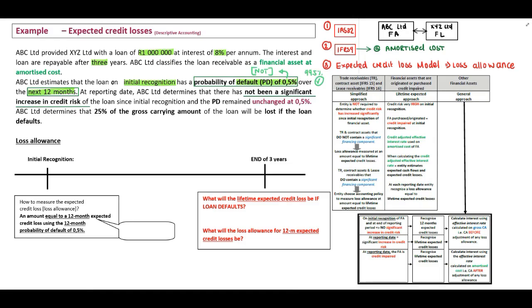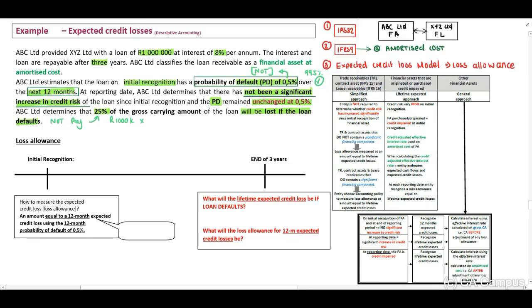99.5%. At reporting date, ABC Limited determines that there has not been a significant increase in the credit risk of the loan since initial recognition, and the probability of default remained unchanged at 0.5%. ABC Limited determines that 25% of the gross carrying amount of the loan will be lost if the loan defaults. Therefore, guys, if the loan defaults, if they will not pay, 25% of the 1 million will be lost.